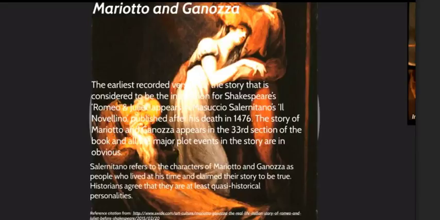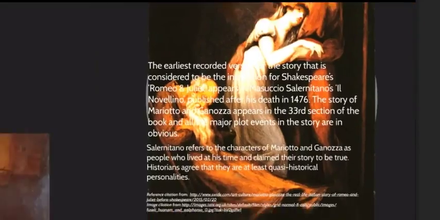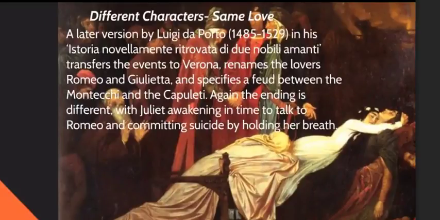It appears in Il Novellino, which was published after his death in 1476. The story of Mariotto and Genosa appears in the 33rd section of the book, and all major plot elements in the story are obvious. Salernitano refers to Mariotto and Genosa as people who lived in the time and claimed their story was true. Historians agree that at least quasi or partially historical personalities existed. This is an example of different characters but the same love.